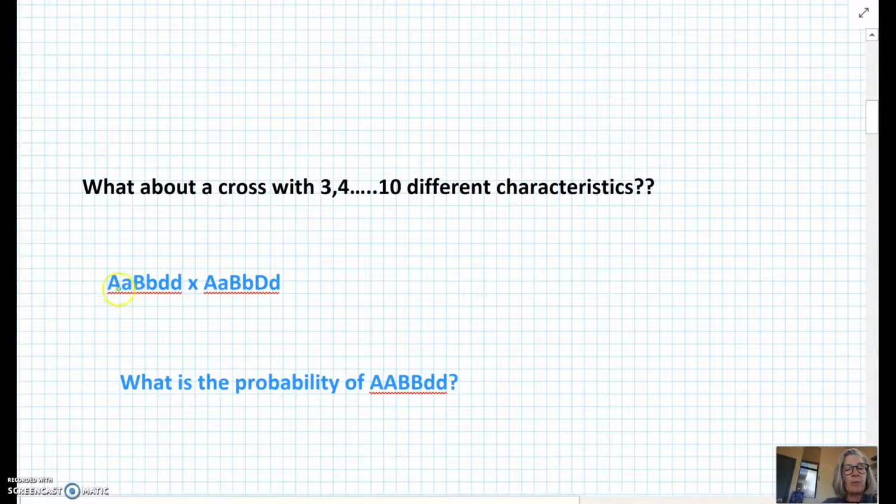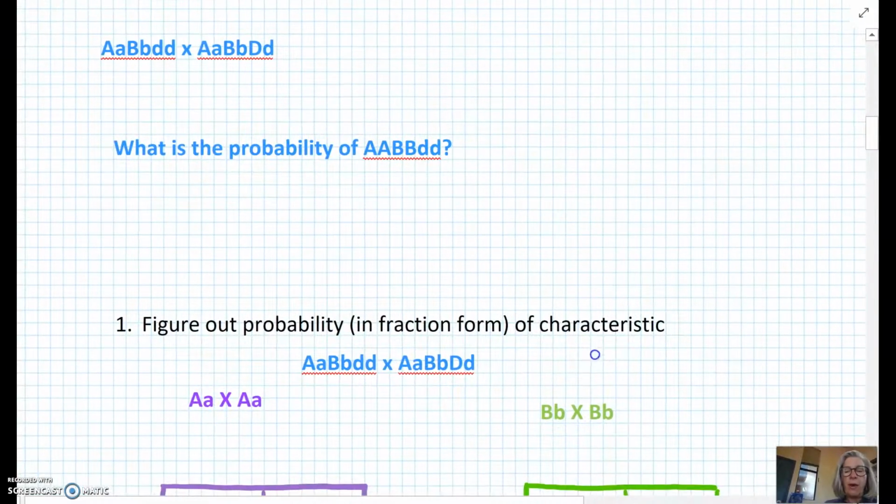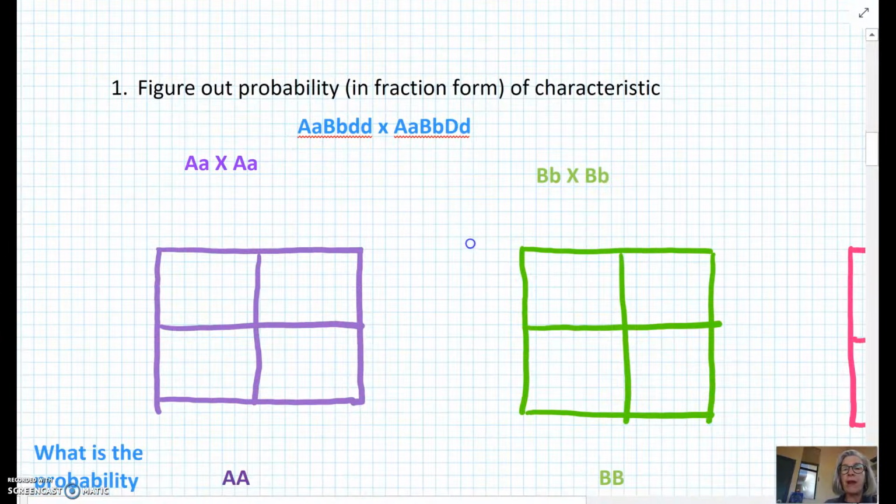So in this case, I am crossing one parent that is heterozygous for A, heterozygous for B, and homozygous recessive for D, mating with a parent who is heterozygous for A, heterozygous for B, and heterozygous for D. I want to know what the probability is of producing an offspring that is homozygous dominant for A, homozygous dominant for B, and homozygous recessive for D. That would be a very large Punnett square, but there's a way around this. What we can do is figure out the probability in fraction form of each individual characteristic.